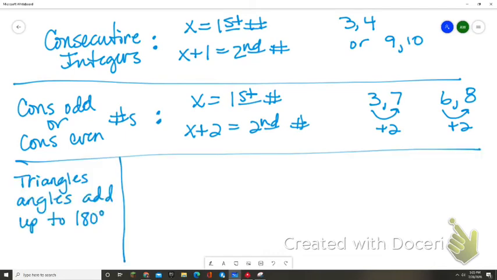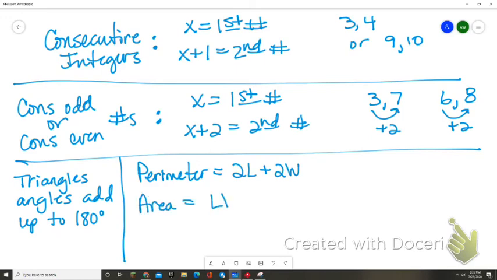You also want to remember to find the perimeter of a rectangle. You're going to take 2 times the length plus 2 times the width. To find the area of a rectangle, it's just going to be length times width. And then the last thing that might help you with one of these story problems is to remember that distance equals rate times time.